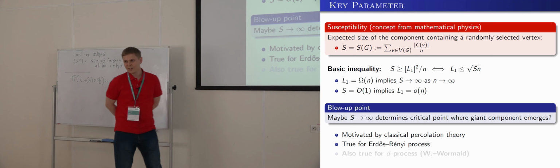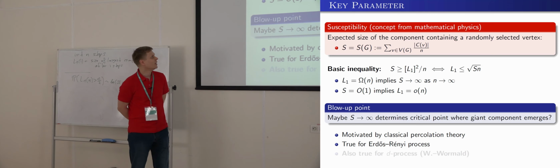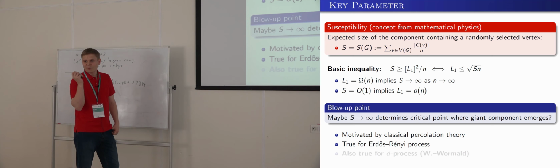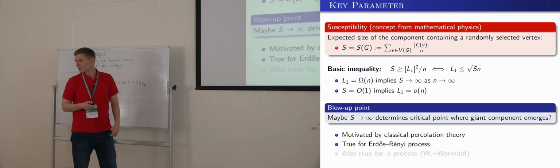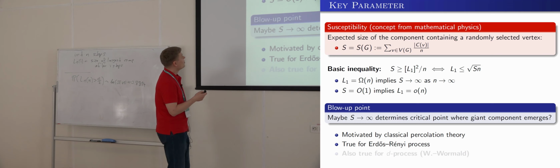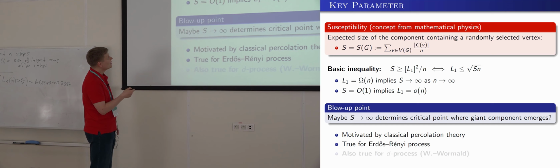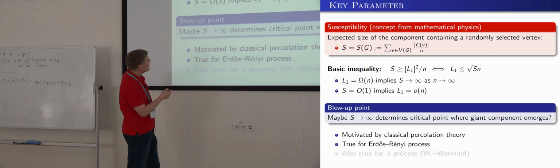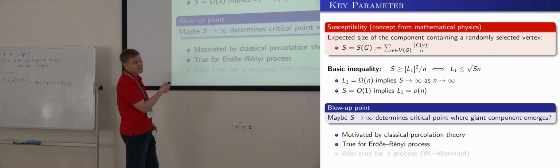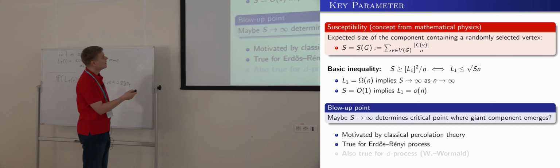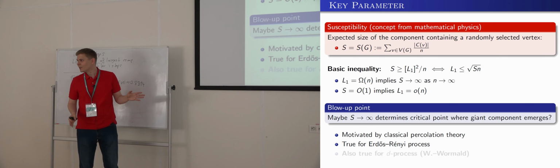So let's try to get some very basic intuition about what's going on here. Let's do something crazy. Let's throw away almost all the information of the susceptibility for now and just focus on the largest component. The largest component will have L1 many vertices inside it, and it will contribute L1 here. So in other words, the susceptibility is at least the size of the largest component squared over n. Because the largest component will contribute L1 many factors. So we get this nice inequality, and that's already enough to get some intuition.